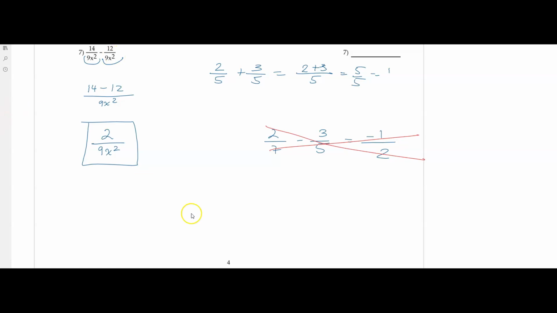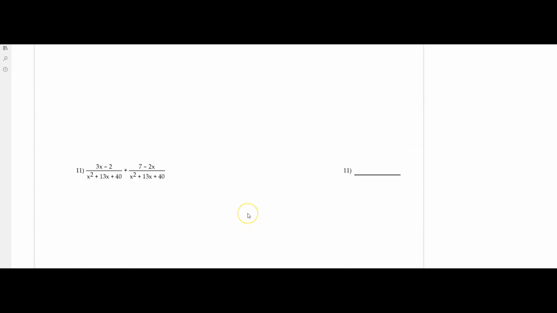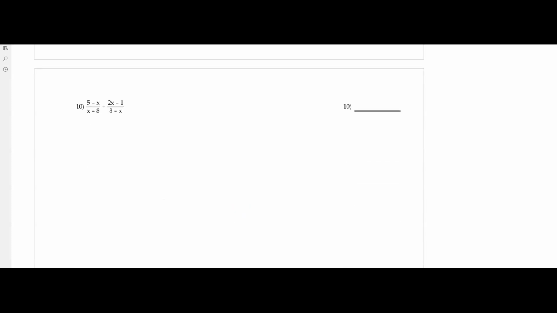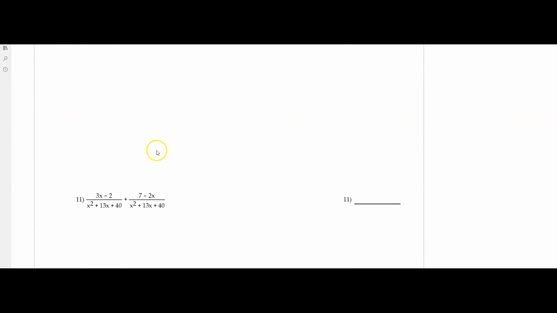Okay, so let's move on. All right, so let's do this one, because it's kind of treacherous. We're gonna do the next two. Just by looking at it, it looks like it could be the same or it could be totally different. Just by looking at it, it should be different, right? Because here we have x minus 8 and 8 minus x. Not the same thing.